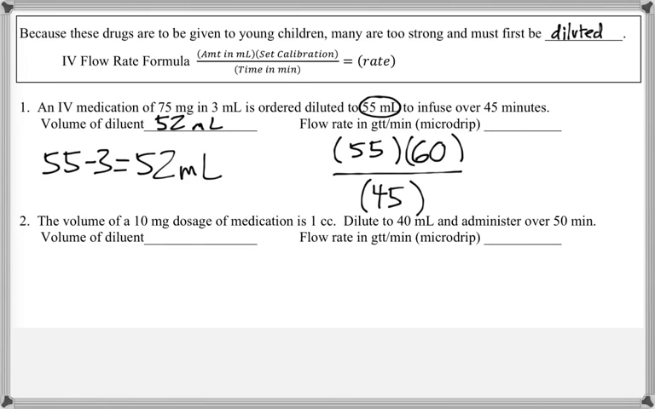So we actually don't use the 52 in the second part, because again the patient is to receive all 55 mLs, not just the 52 mLs of diluent. So if I calculate this, 55 times 60 divided by 45, and we round this to the nearest whole number, we get 73 GTT per minute.